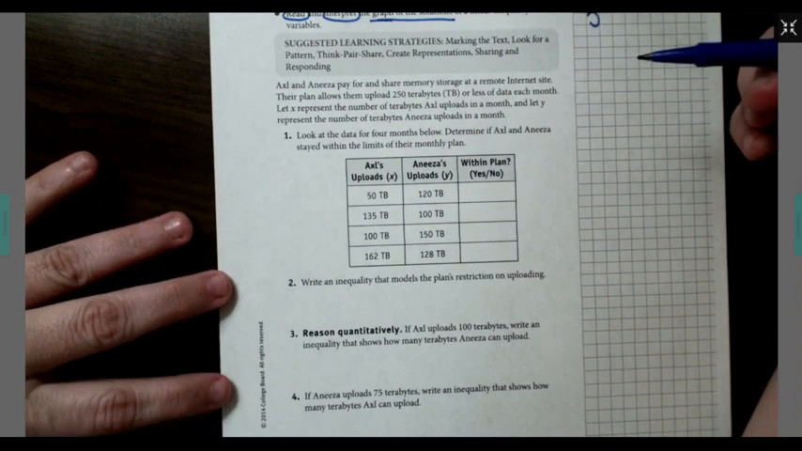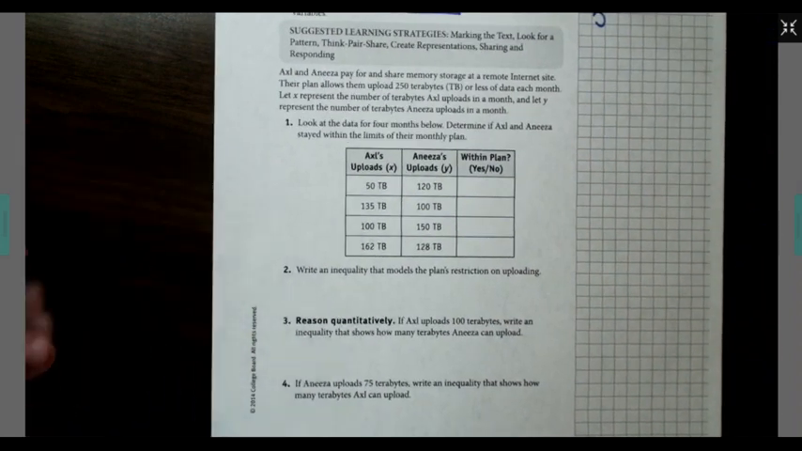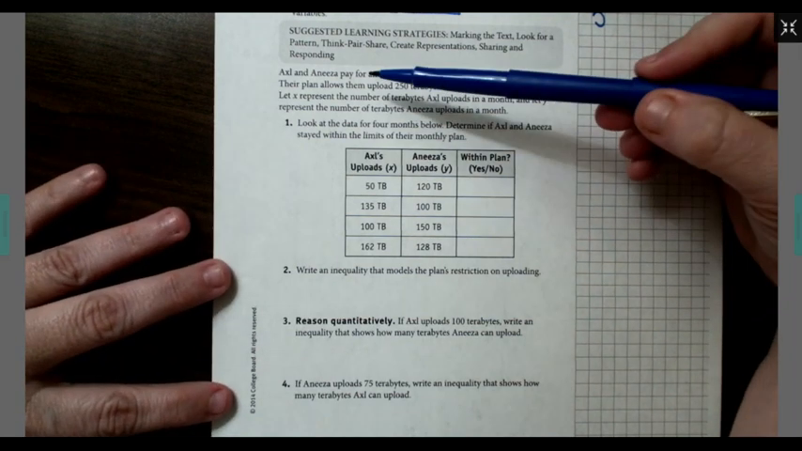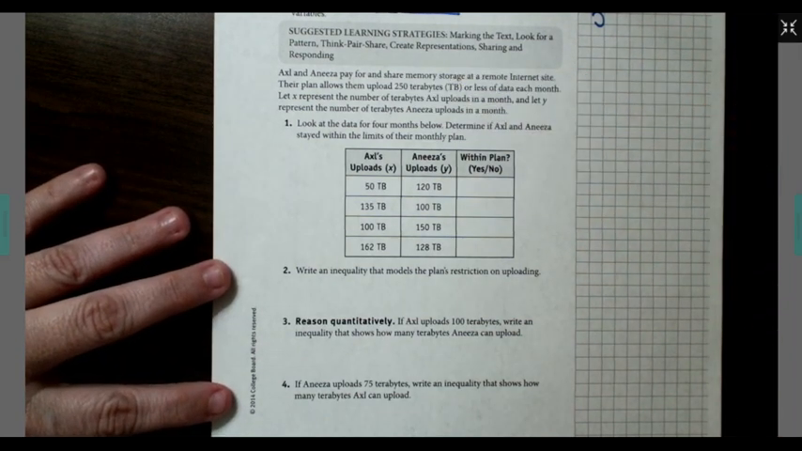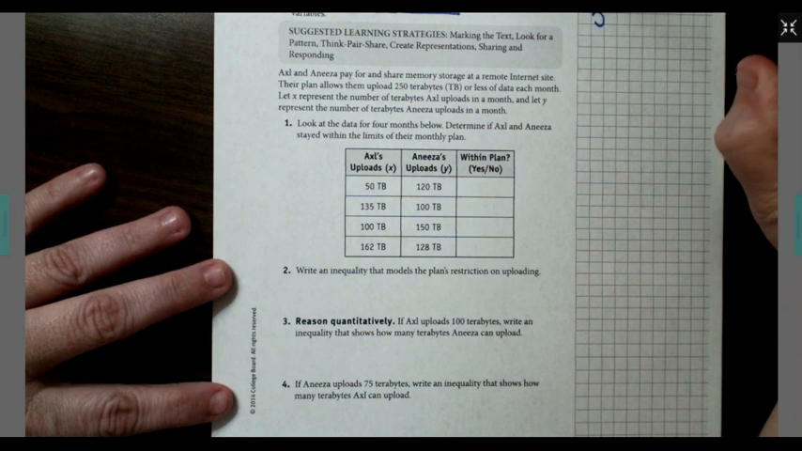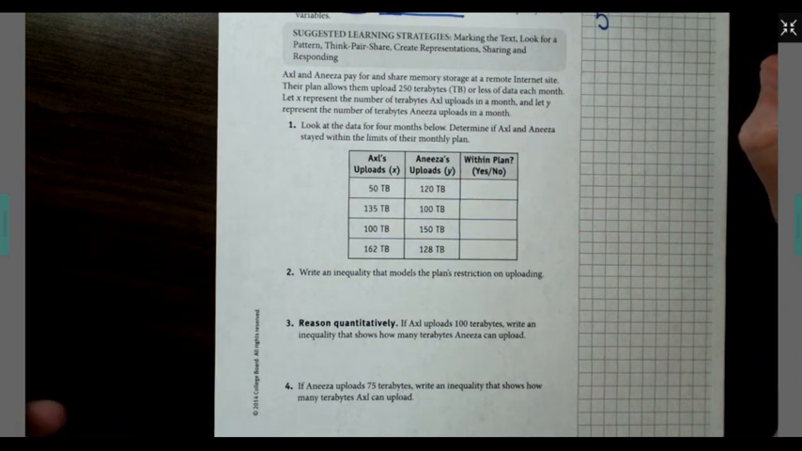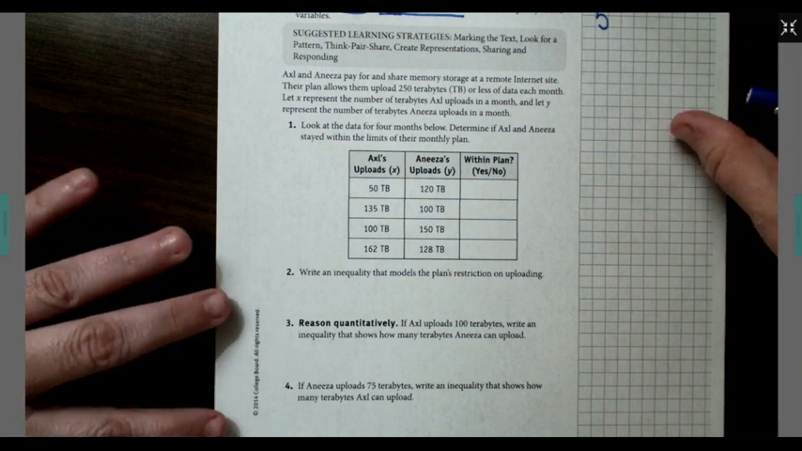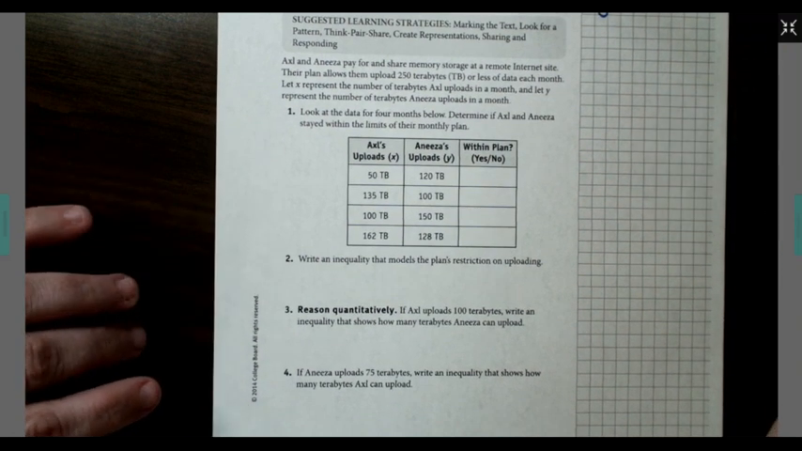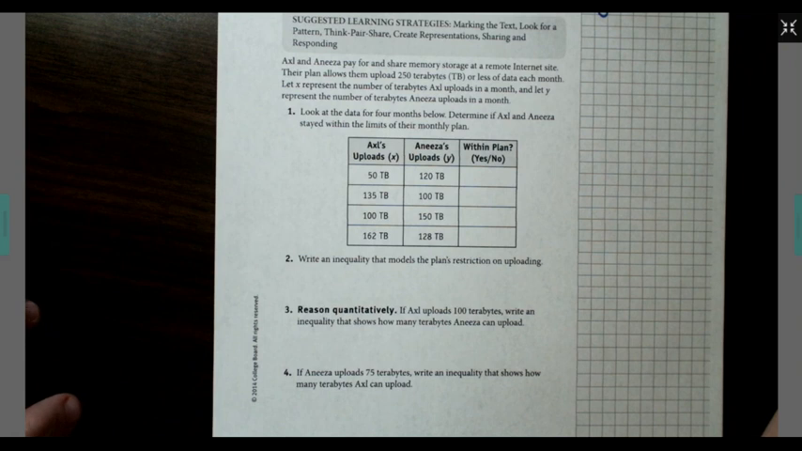The information I'm about to read should have been on the previous slide. Axel and Inez pay for and share memory storage at a remote internet site. Their plan allows them to upload 250 terabytes or less of data each month. Let X represent the number of terabytes Axel uploads, and let Y represent the number of terabytes that Inez uploads in a month.